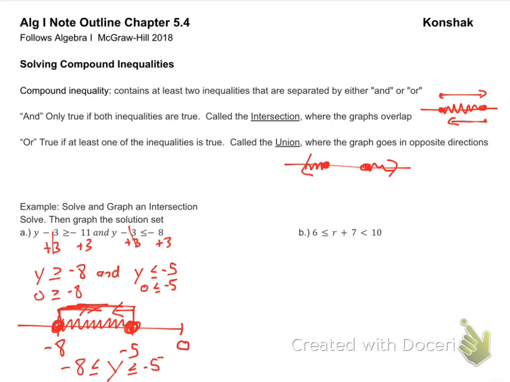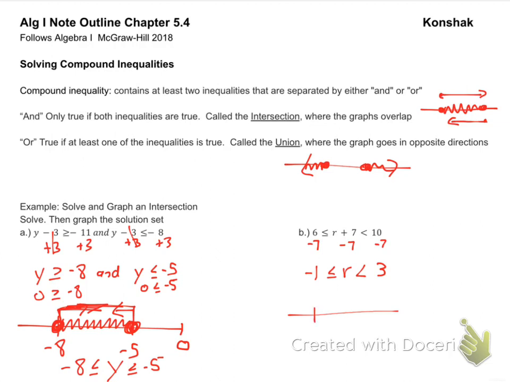It's r plus 7. To get r by itself, I will subtract 7 from the middle. If I subtract 7 from the middle, I will subtract 7 from the ends. 6 minus 7 is negative 1. I am not going to do anything with my inequalities because I am not multiplying or dividing by a negative. I very well could, though.